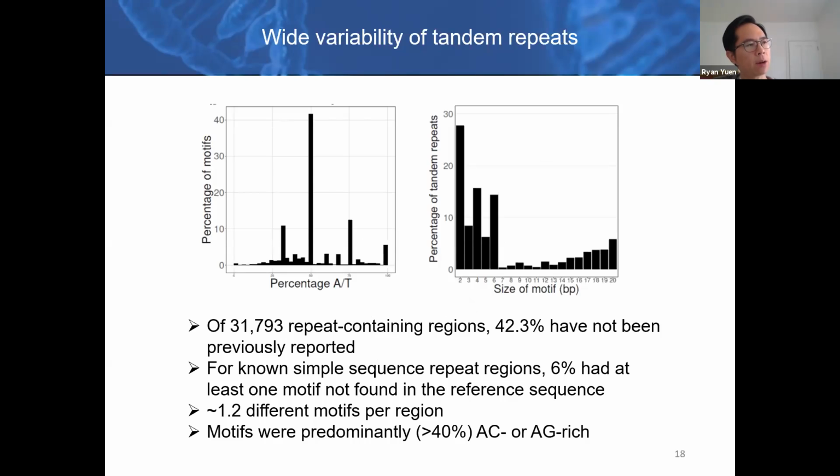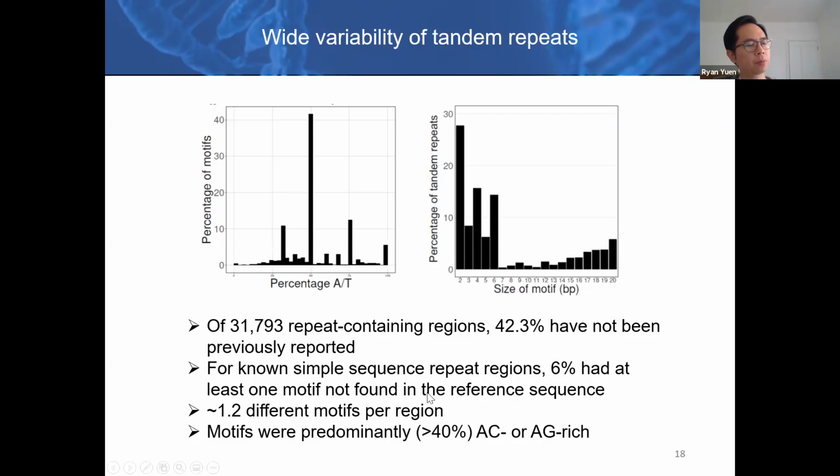Out of these over 30,000 repeat-containing regions, surprisingly, more than 40% of them have not been previously reported, meaning that they are not present in the database. Even for the known regions that were categorized as simple sequence repeat regions, 6% of the ones that overlap with these regions have at least one motif that has not been reported in the reference sequence before. In other words, we have actually missed quite a lot of variability in our genome in these quote-unquote long tandem repeat loci.